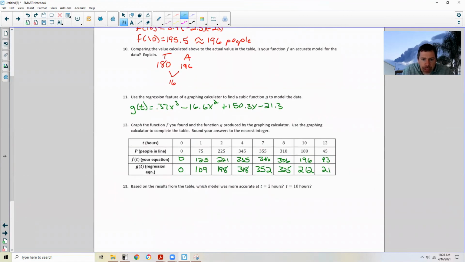Based on the results from this table, which model is more accurate at t equals 2 hours? So here it is. Which one is closer? The one that was closer at t equals 2 hours, f of t at 2 hours was closer. At t equals 10 hours is right here. The answer was 180. F of t was 196. The regression was 212. Again, f of t was closer at 10 hours.